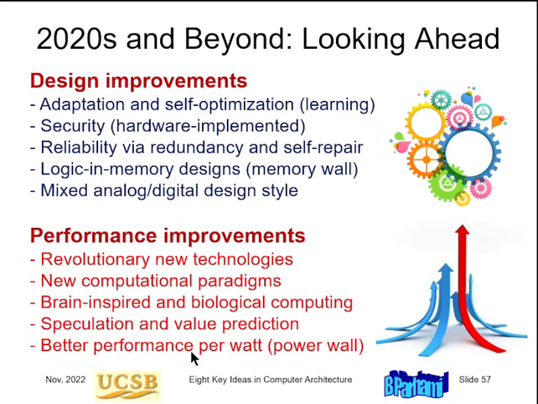And finally, better performance per watt to remove the power wall that basically makes our supercomputers nowadays use megawatts of power. So a supercomputer has to be next to a power generation facility in order to provide it with the amount of power that it needs. So we need to reduce the power consumption both at the supercomputer end and also at the personal devices end in order to make our batteries smaller and last longer.